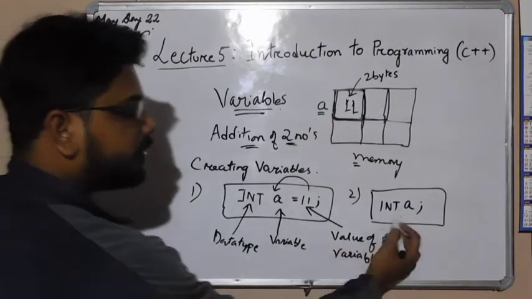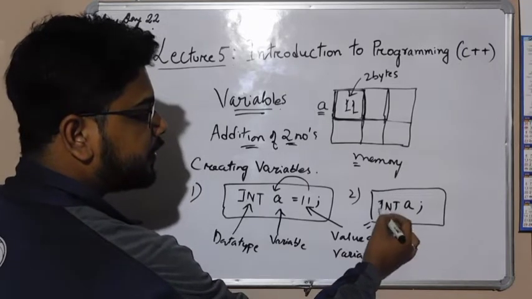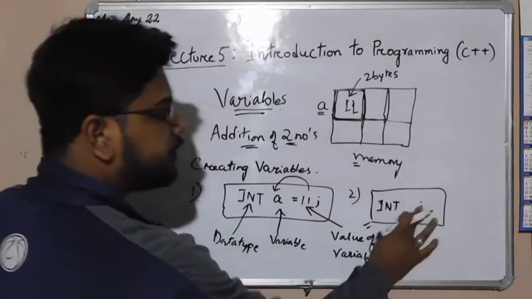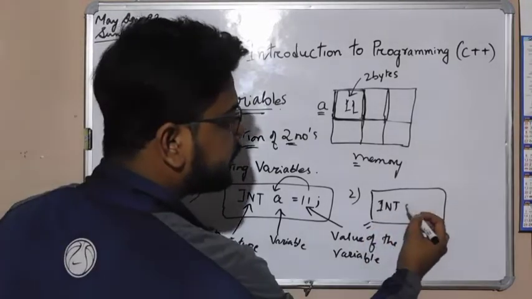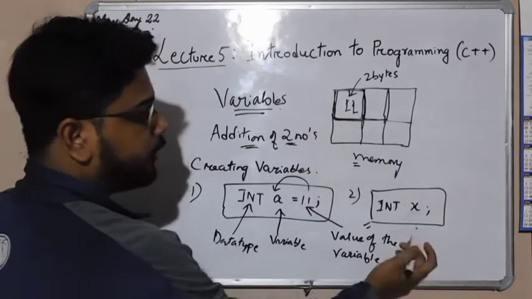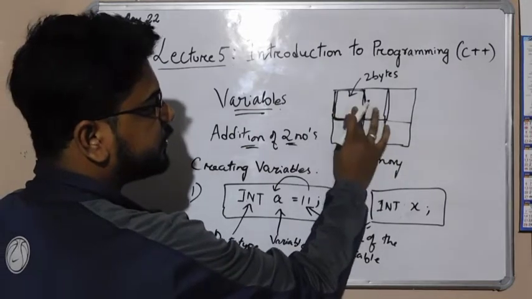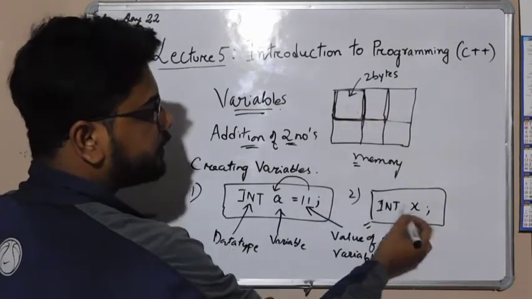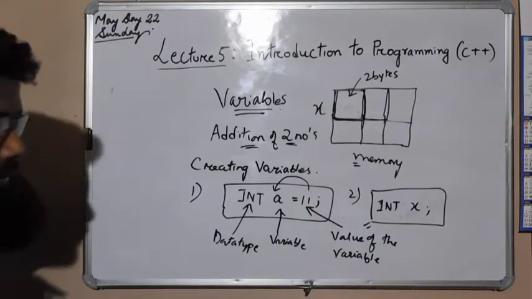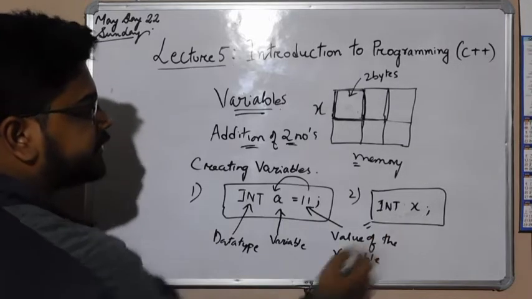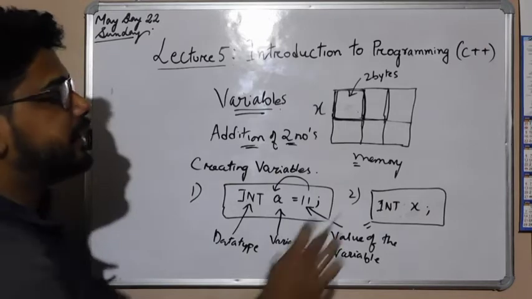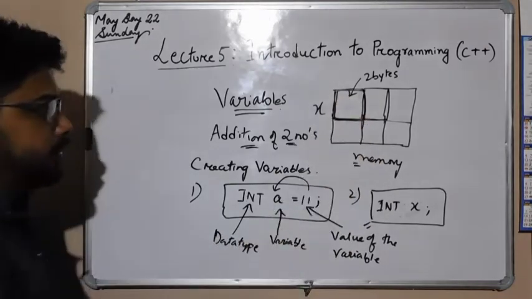And the second way, we can just declare the variable. I can give any name to it, don't be confused about this. For example, int, let's say x. That means I have blocked a memory of 2 bytes for creating a variable named x. Now in this x, no value is assigned.